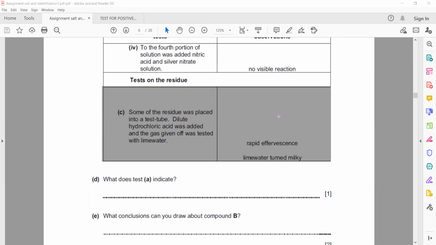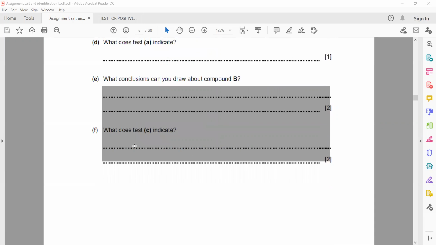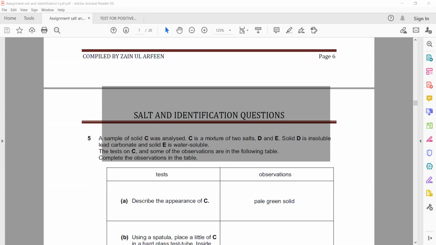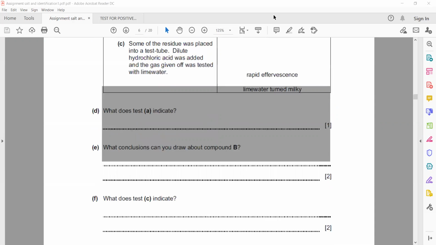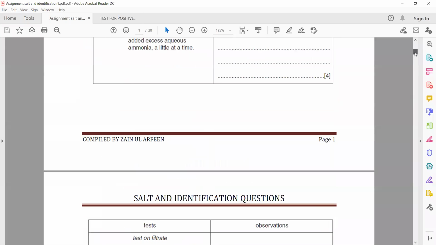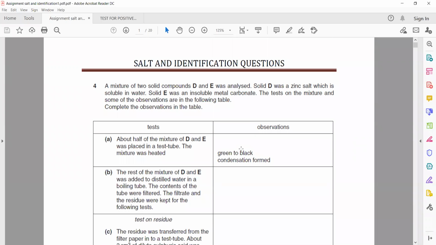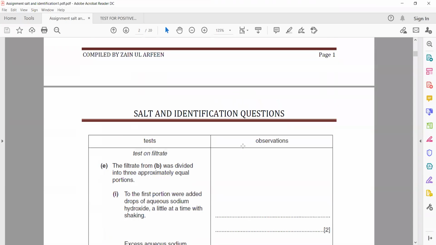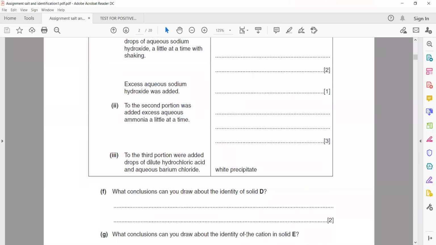Is it clear? Any doubt in this question? So I will share the salt identification files with you, and I will discuss. I told you every class I will discuss at least a question and revise the topic related to acid, alkali, and salt.